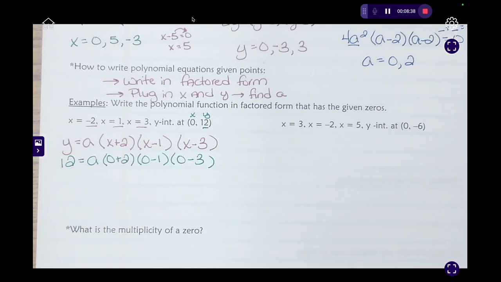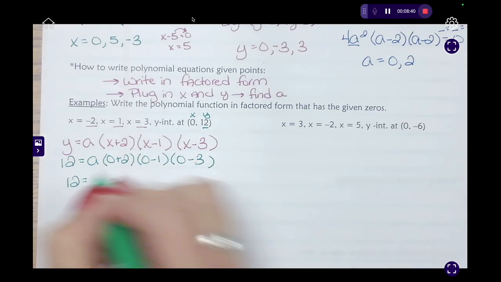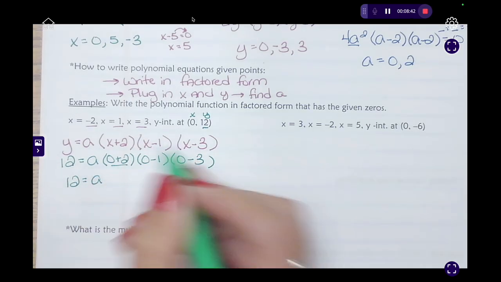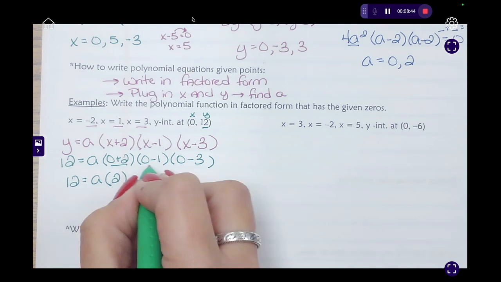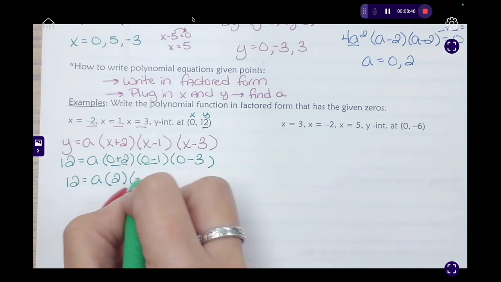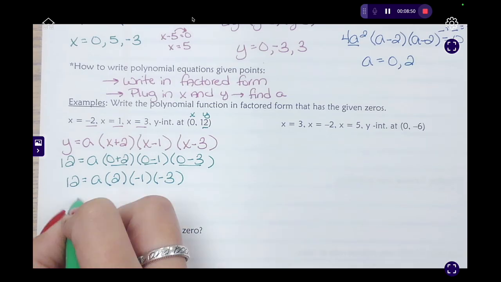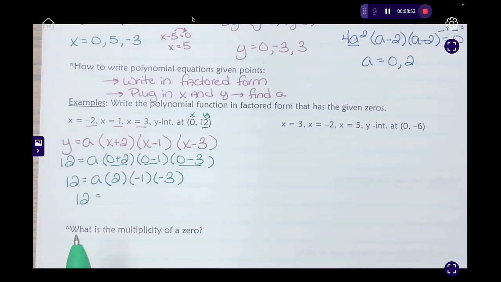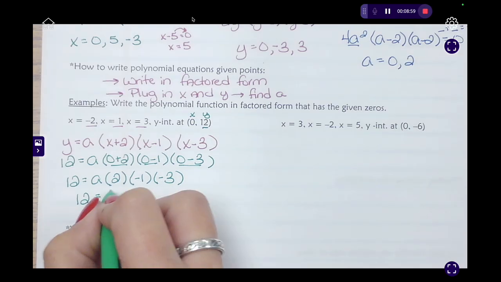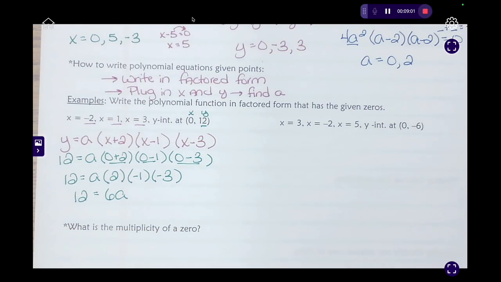And then this is what we're simplifying. So when I look at this, 0 plus 2 is 2. 0 minus 1 is -1. 0 minus 3 is -3. So I'm still going to simplify this. 2 times -1 is -2. -2 times -3 is a +6. So all of that simplified down to 6a.